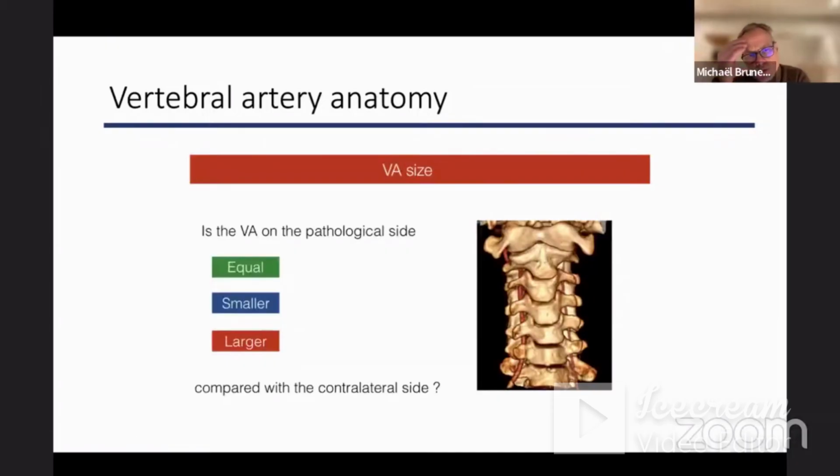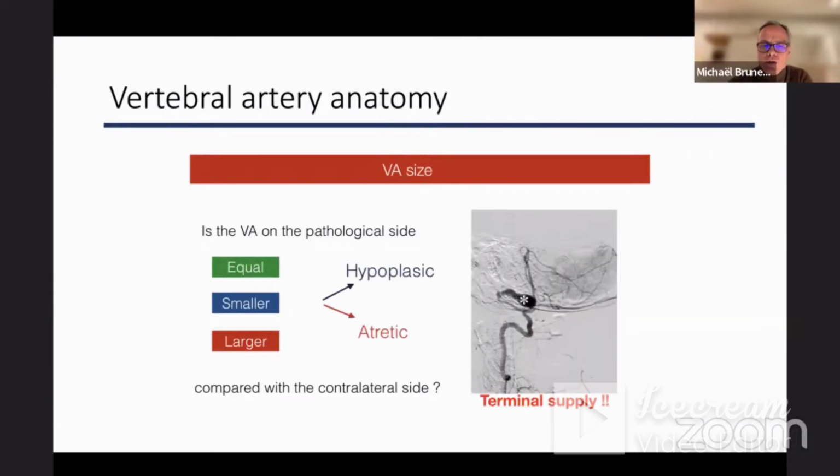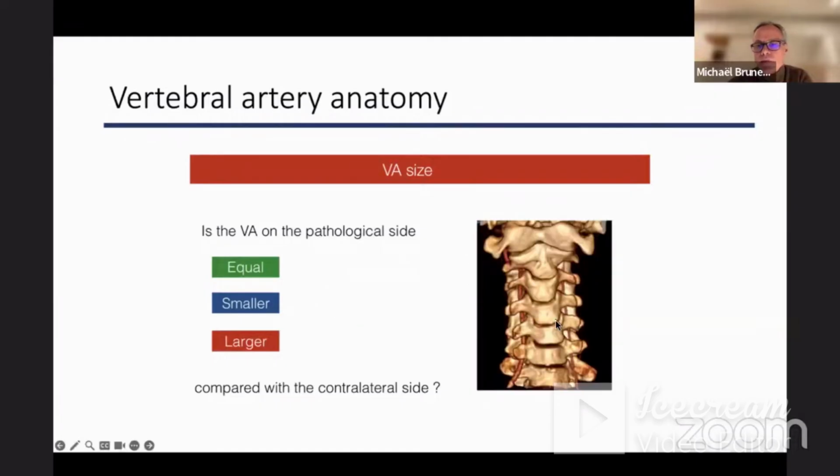What is important when you are dealing with the vertebral artery, exposing the vertebral artery surgically, is to know which type of vertebral artery you are exposing. And it's important to know the size of the vertebral artery. Are you exposing the vertebral artery on the dominant side or the hypoplasic side? In fact, you can have most of the time equal vertebral arteries, but in quite a significant number of patients, you will face a small vertebral artery.